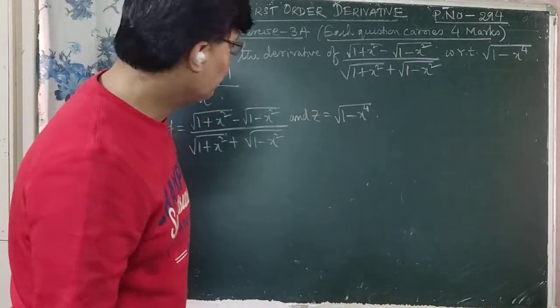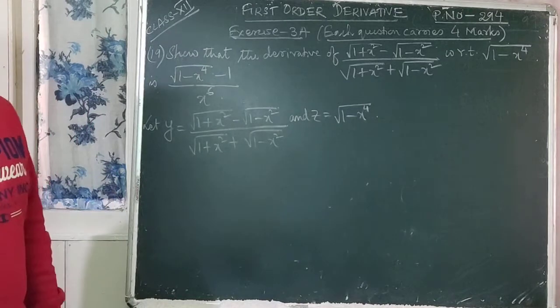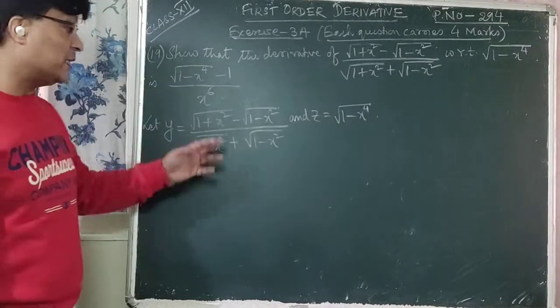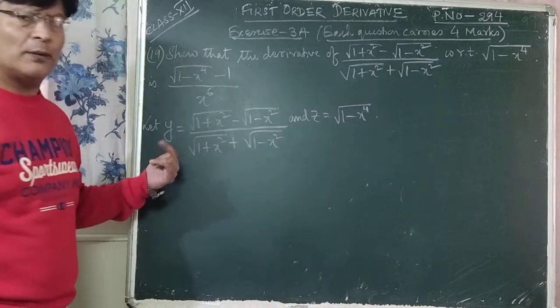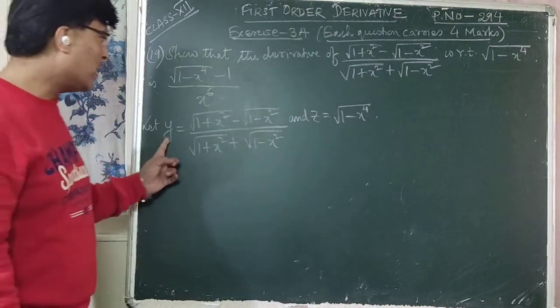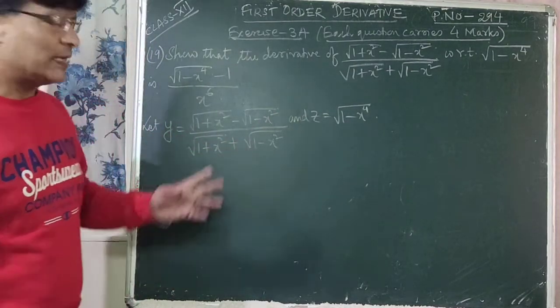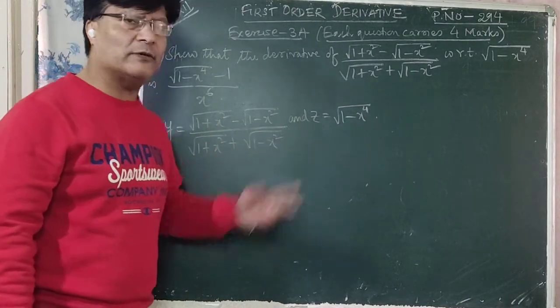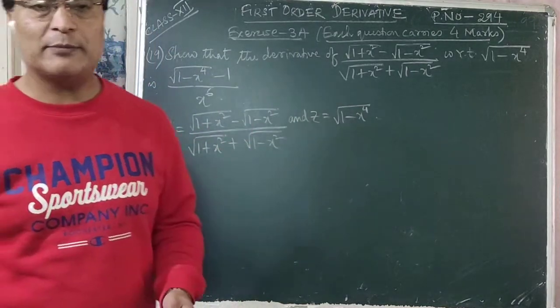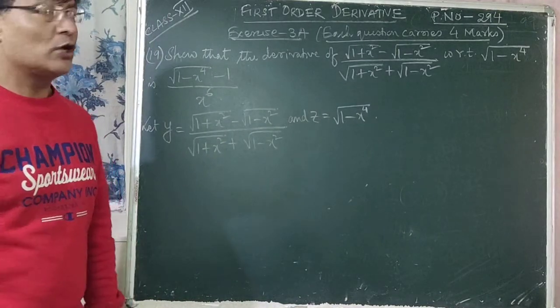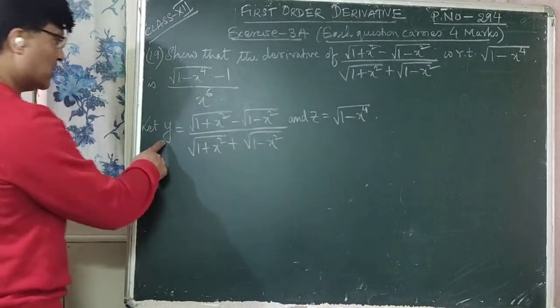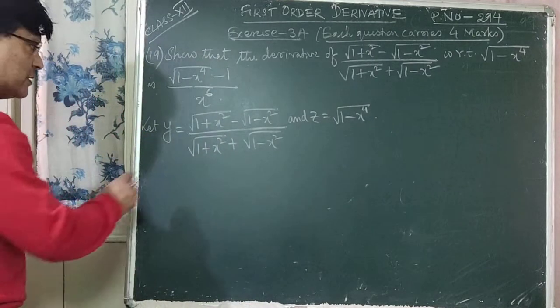So now, let us find out dy by dx first, and then dz by dx. This is just like your parametric equation. This y and z are the two variables, and they are expressed in terms of a third variable x. Here x is a parameter, and this equation is known as the parametric equation. Now first of all, you have to find out here dy by dx. Directly differentiate it.